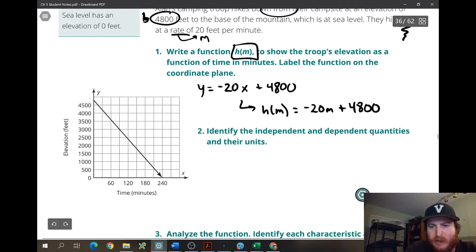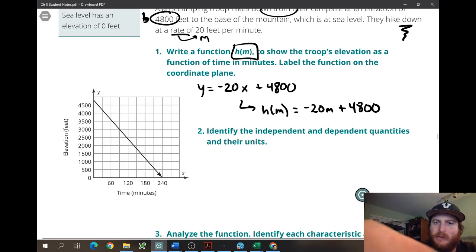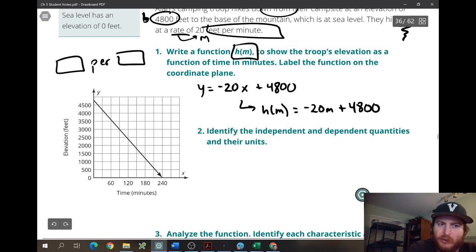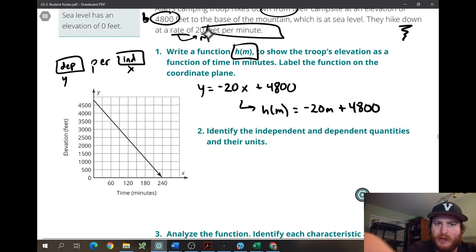Identify the independent and dependent variables. The independent is the m, which is how many minutes they've been traveling. And the h of m is going to be the feet, the height, right? If you see something like this, feet per minute, the first one is your dependent. The second one is your independent. That always works. So if you ever see something per something, the first one is always your dependent, your y value. Your second one is always your independent, your x value. So the feet, that's the height that they're at, will be our dependent. The minute, the time, that will be our independent.